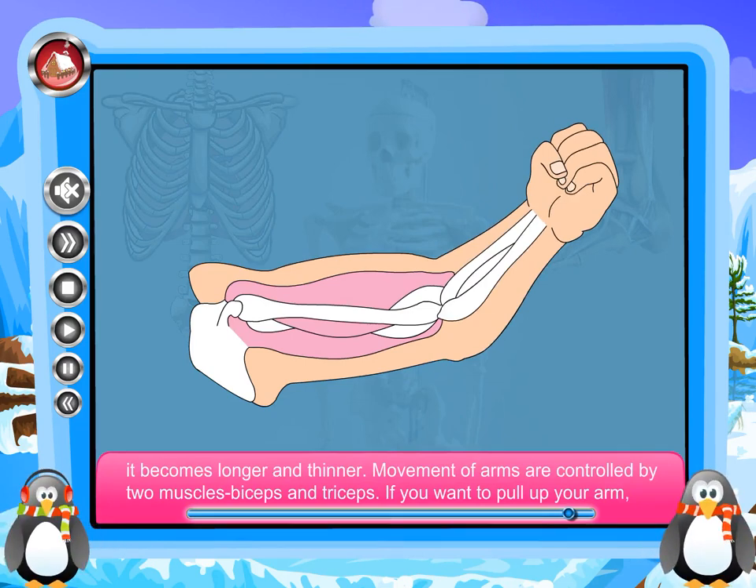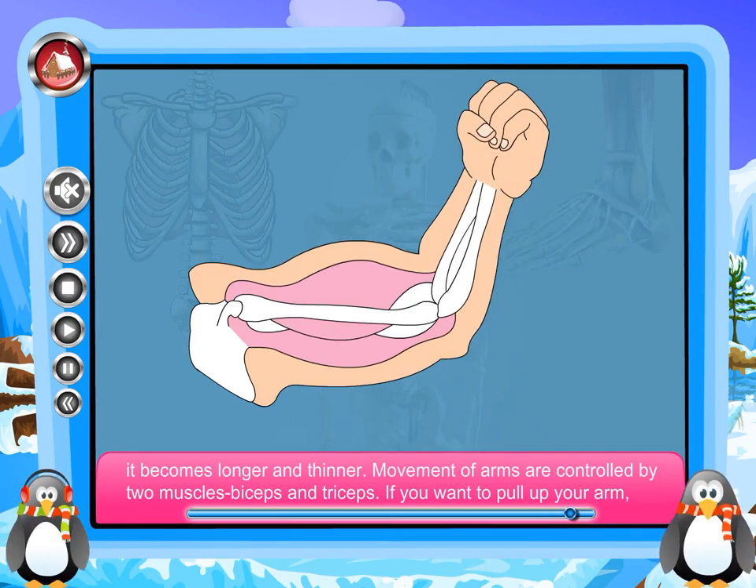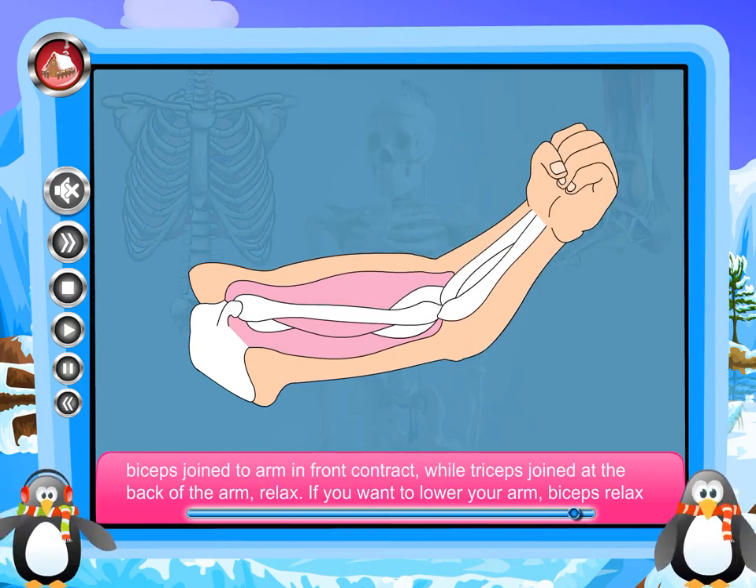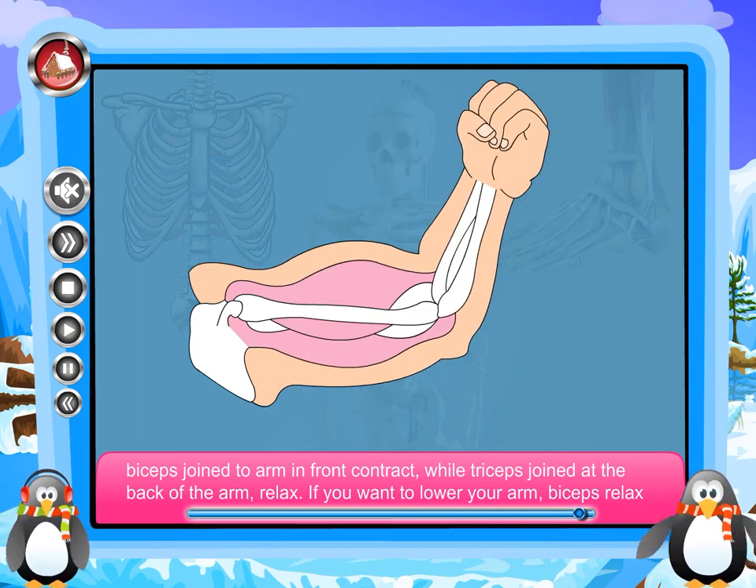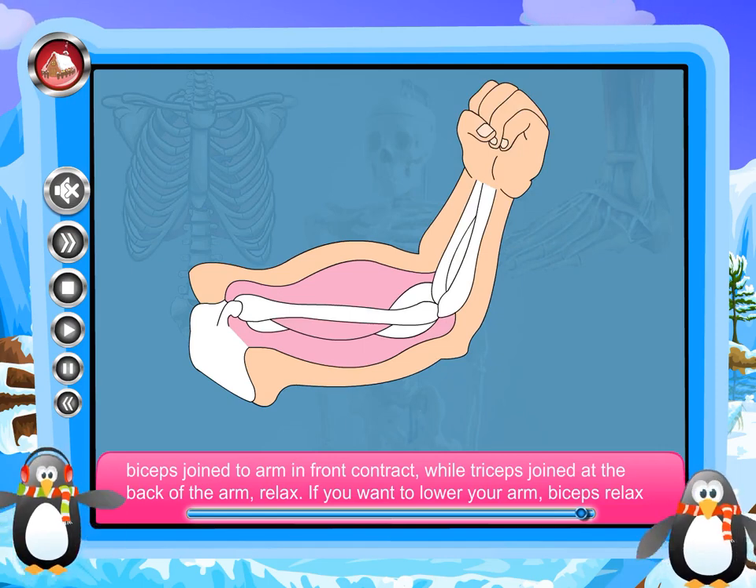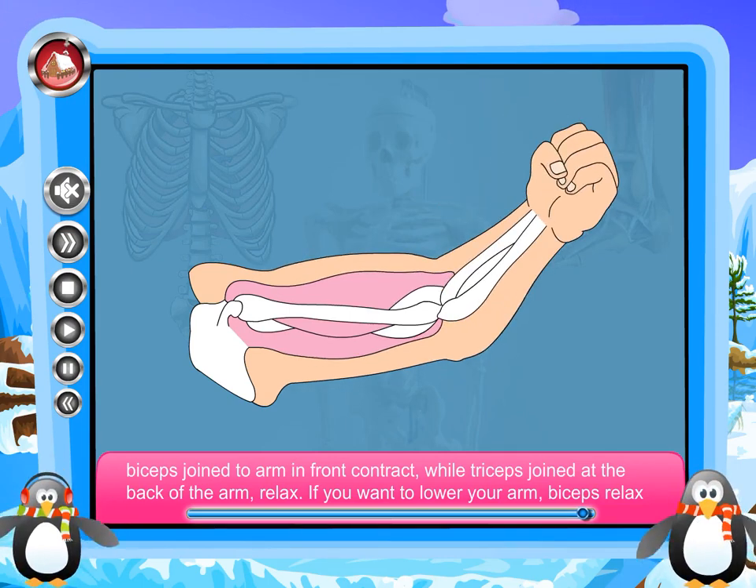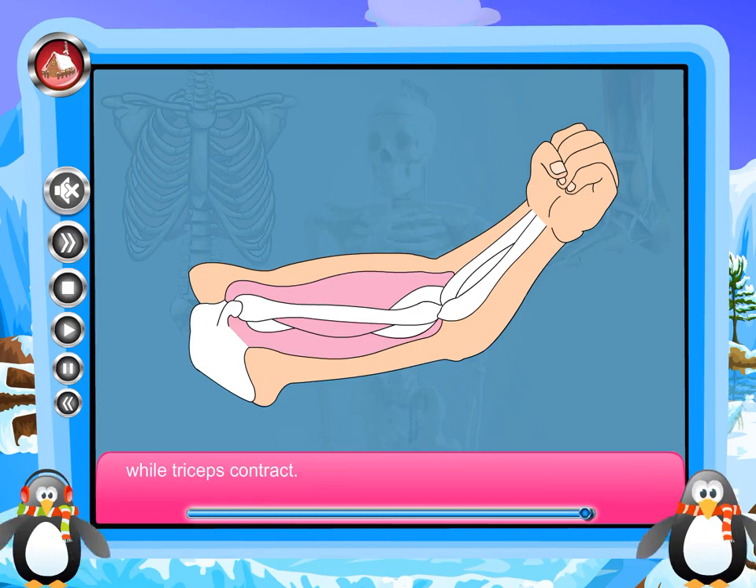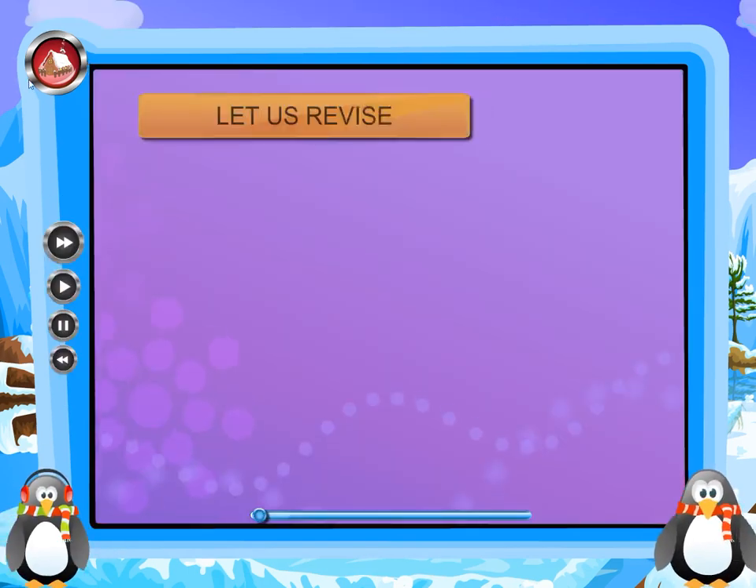Movement of arms are controlled by two muscles, biceps and triceps. If you want to pull up your arm, biceps joined to arm in front contract, while triceps joined at the back of the arm relax. If you want to lower your arm, biceps relax while triceps contract. Let us revise.